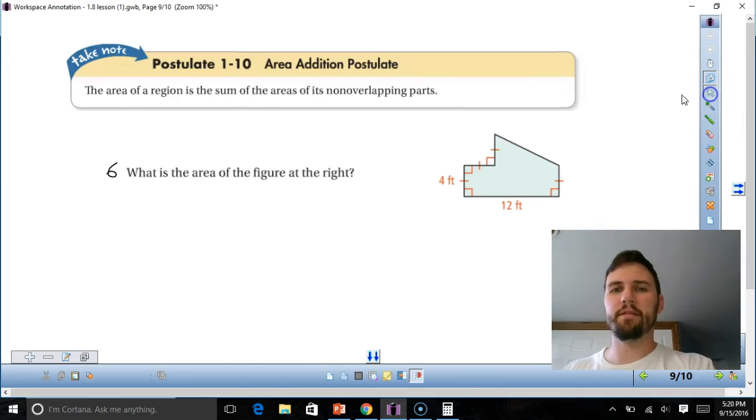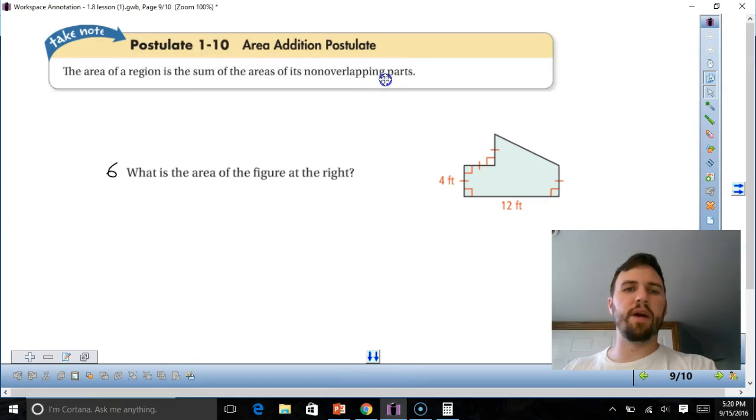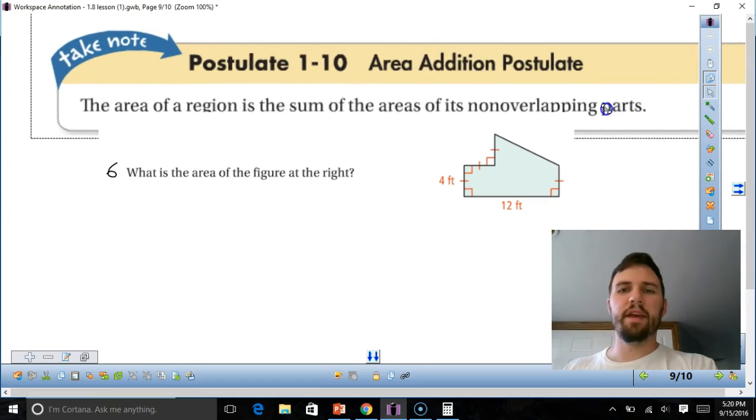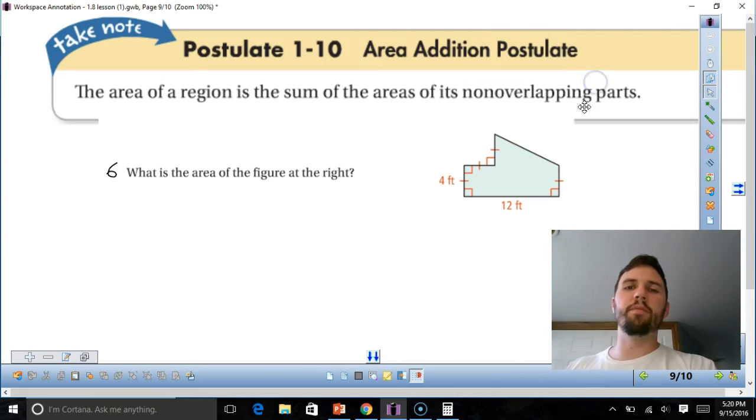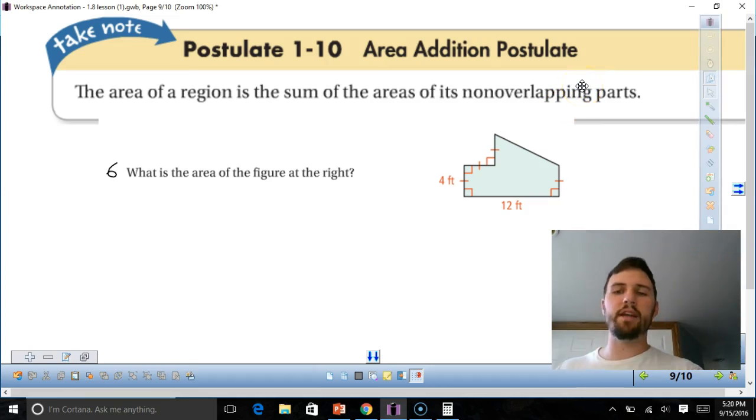Last slide. Area addition postulate: the area of a region is equal to the sum of the areas of its non-overlapping parts. That just means you can break something apart, find the area of each part, and add them together. So let's find the area of this figure at the right.